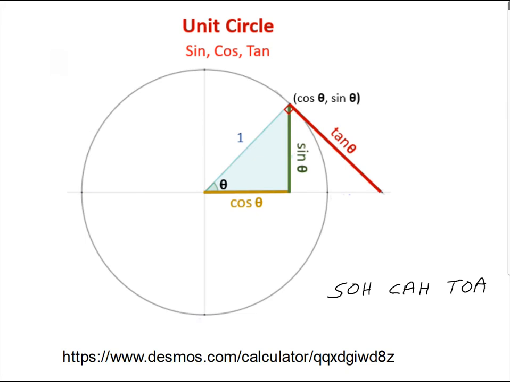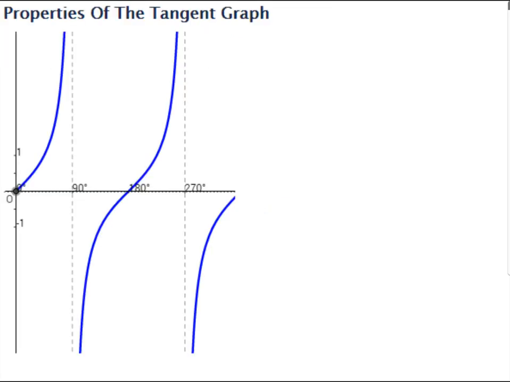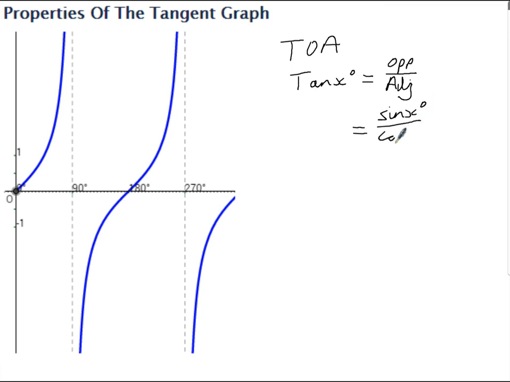Right, finally tan. So tan's a wee bit different, slightly different shape. Well, dramatically different shape. So the tan from TOA, remember that is your opposite over your adjacent. In this case, opposite is sine, adjacent is cos. So let's have a look at that. So TOA. So tan of x degrees is the opposite over the adjacent. But we know, as we've just looked at it, that is the sine of x over cos of x.